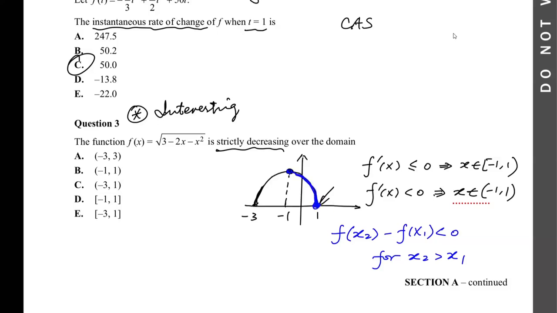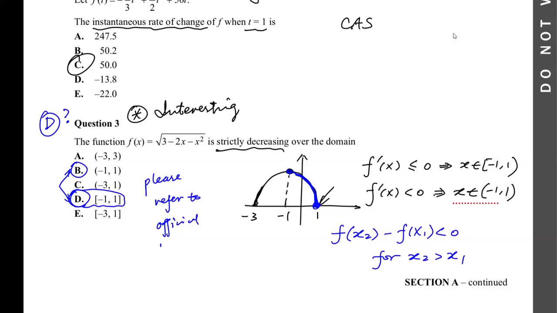So it's just a matter of choosing between B and D, and to be a more comprehensive set of the x values, option D could be the most comprehensive answer. So please refer to the official NHT exam report, okay?